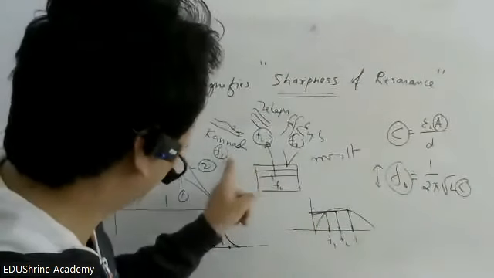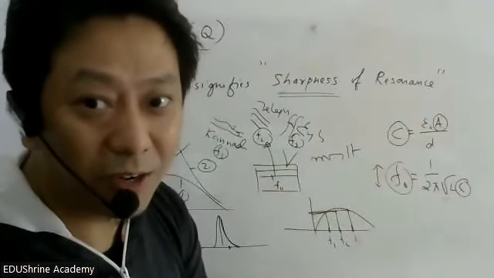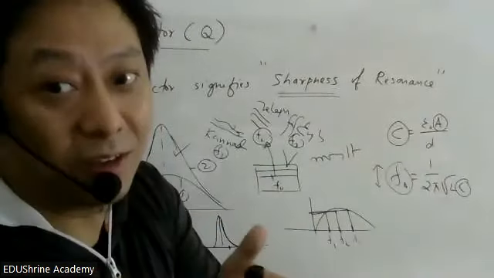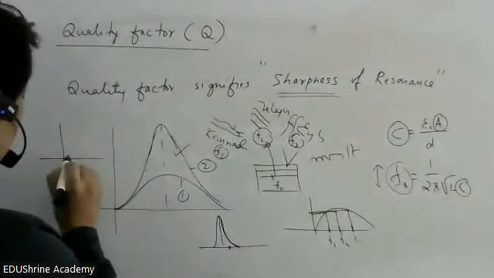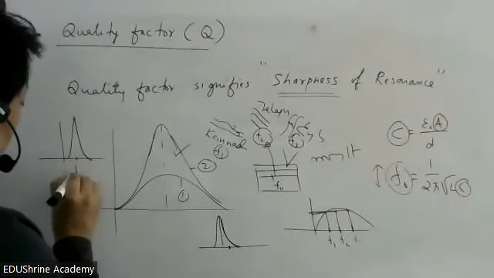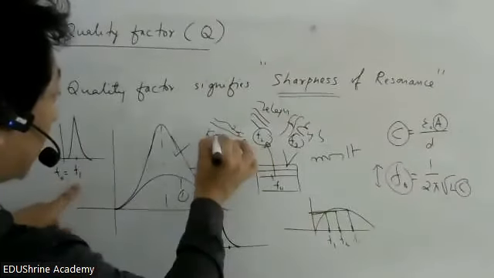Yes, sir. All the channels will resonate with your radio. Then it is not a very good radio. So for a good radio, only one channel should resonate. Only one signal should resonate. And for that, your curve should be sharp. So that this is F1. So only when F0 is equal to F1, this will be heard.